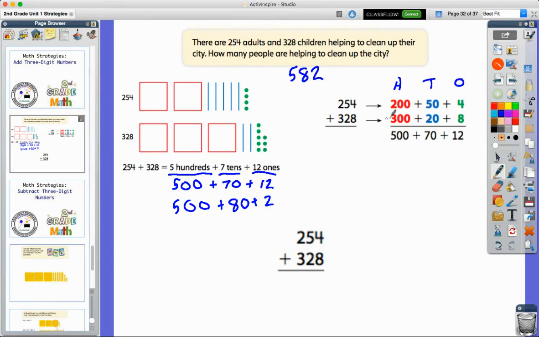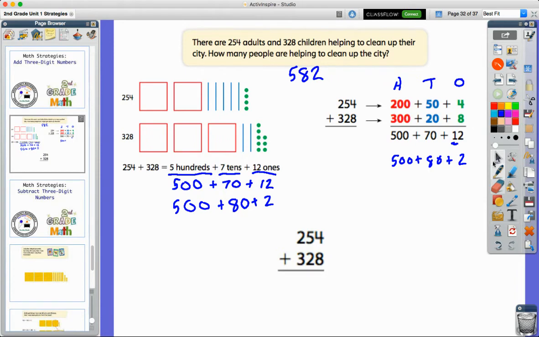So again, when I have 200 and 300, that's a total of 500. 50 and 20 is 70. And 4 and 8 is 12. We added those numbers up over here and looked at the value. Well, those are the same values I had, but just like we did over here, that group of 10 can't stay in the ones place. So it's got to come over here and make this now 500 plus now 80 plus 2, or again, back to our number, 582.